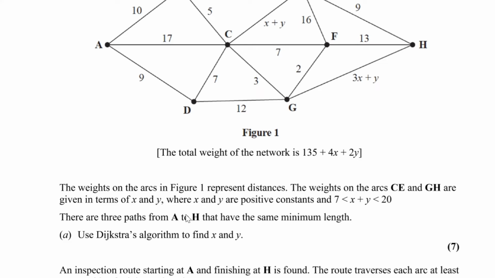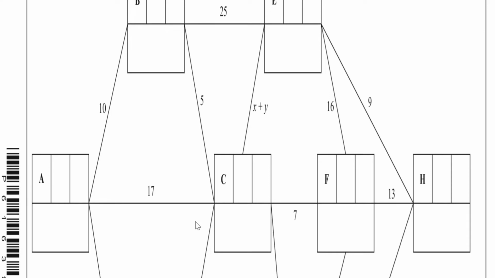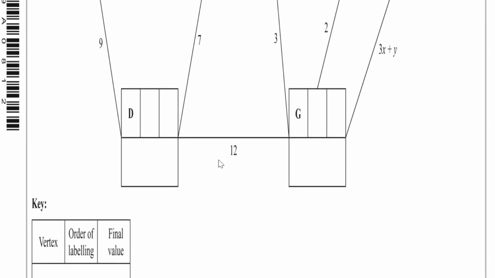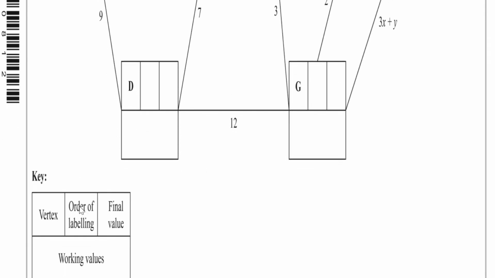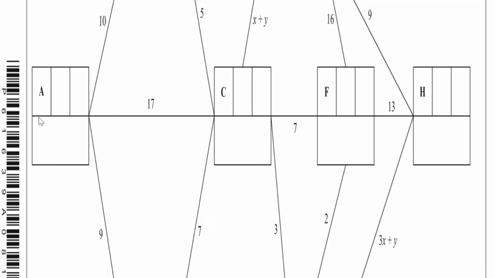The important thing in this question is to realise we're starting at A, we're finishing at H. So obviously we begin with this diagram. We've got the vertex, we've got the order of labelling and the final value in the top 3 boxes, and in the bottom box we've got the working values. So if we're starting at A, our working value is 0, and we carry that value forward into here, and we assign A with the number 1.